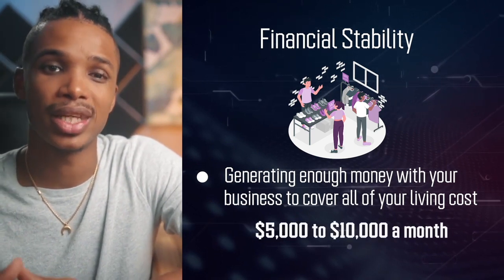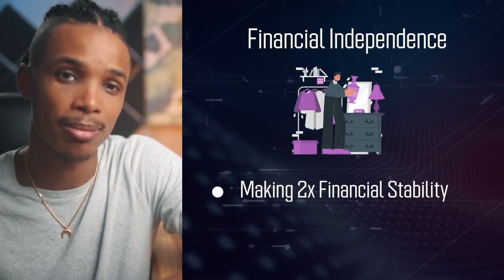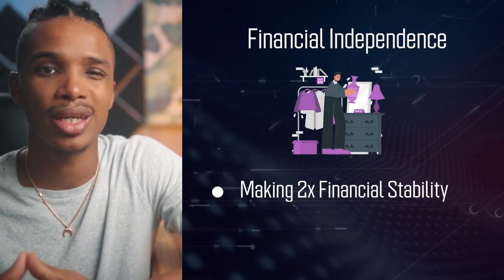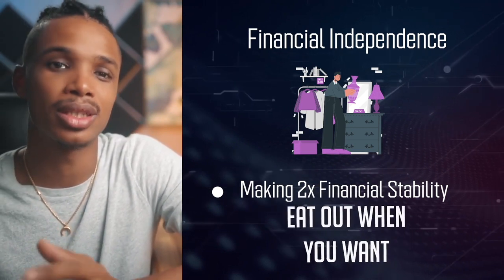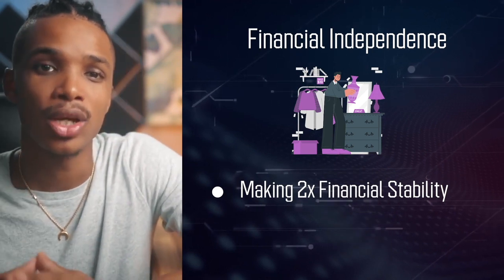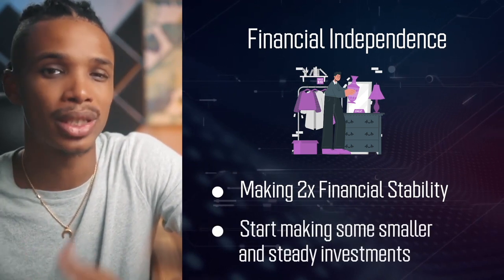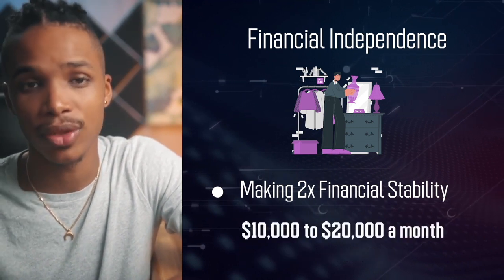Your next step is financial independence, which is making 2 times financial stability. At this point, you'll be able to start living a bit. You can eat out when you want, you can start traveling, but you're still traveling on a budget. And at this point, you want to start making some smaller and steady investments. And this looks like about $10,000 to $20,000 a month of income.